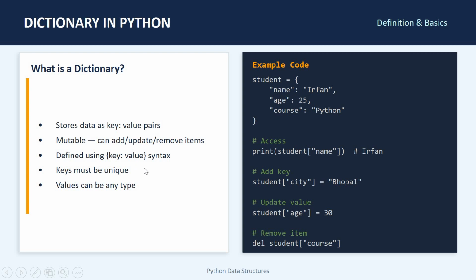Like set, it is also mutable. Define using key-value syntax. Key must be unique and value can be any type, right? That means key cannot be duplicate, key will always be unique, and value can be anything, any type. We can use duplicate values as well. So what is the key?